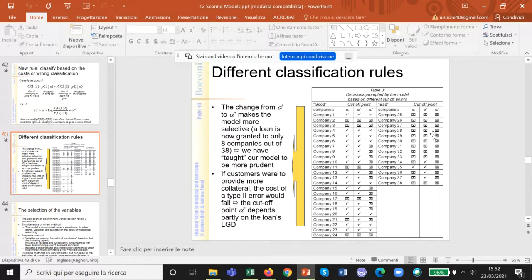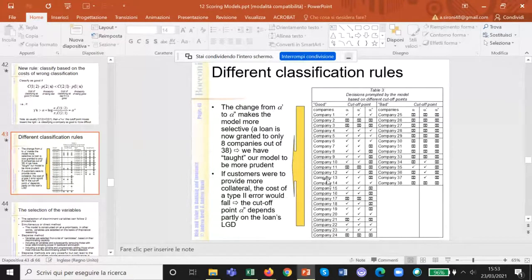Indeed, there is no error in terms of the second type of error, okay? There's no error here, okay? All the bad companies are correctly classified as bad, but there are quite a number of errors in terms of classifying good companies as bad, okay? Now, the change from alpha prime to the second one makes the model more selective. We have taught our model to be more prudent.